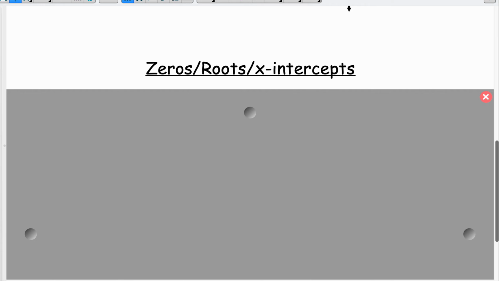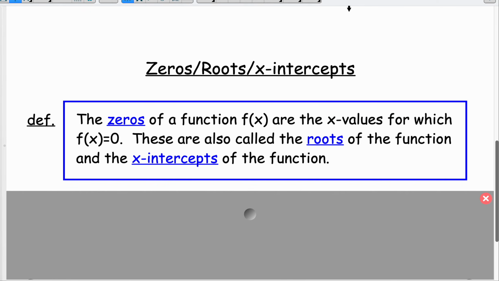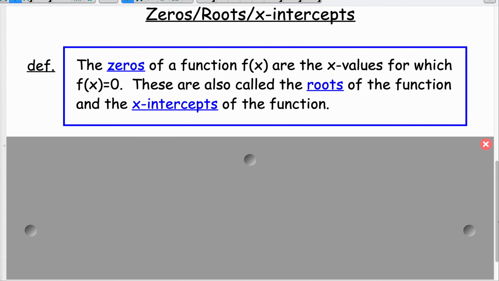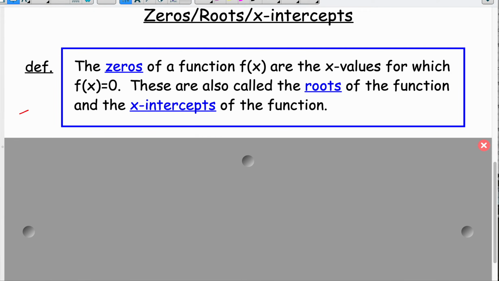Another important concept is we need to be able to find the zeros of a function. And you have heard of all of these terms already, but you may not realize that they all mean the same thing. So the zeros of a function mean the roots of the function or the x-intercepts of the function. These 3 terms are synonymous. So any question that asks for one of these, we're referring to the same thing. Okay? If we're thinking about a graph, where does the graph cross the x-axis? Those are the roots, those are the zeros.